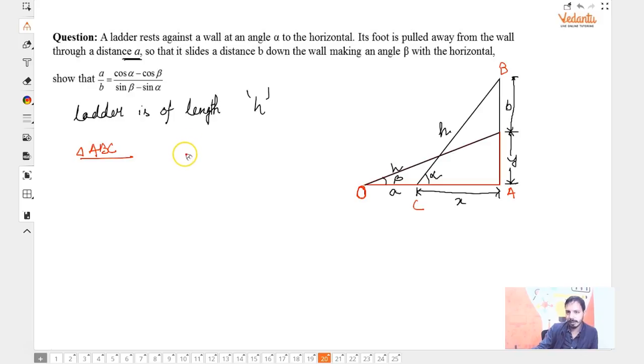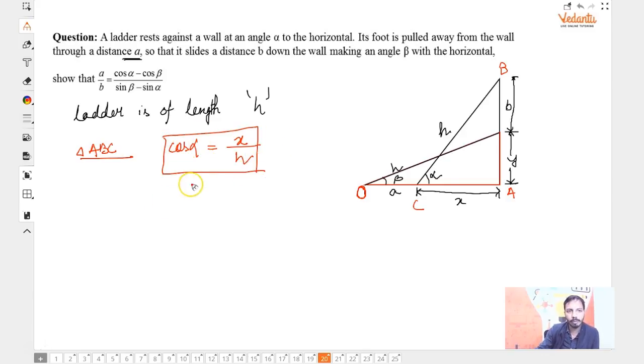So we can say that AB is the height, right? So we need to relate the height with cos and alpha. So let us say height by CA. Let me write it in this way. What is cos of alpha from here? Cos of alpha is nothing but base by hypotenuse. So base is x here and hypotenuse is h. So this is equation 1.